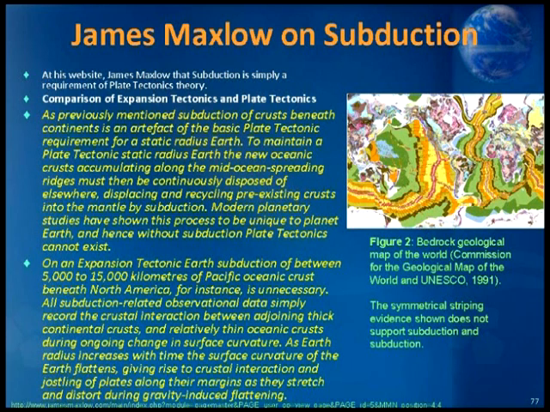On an expansion tectonic Earth, subduction with between 5,000 and 15,000 kilometres of Pacific oceanic crust between North America, for instance, is unnecessary. All subduction-related observational data simply record the crustal interaction between adjoining thick continental crusts and relatively thin oceanic crusts during ongoing change of surface curvature.